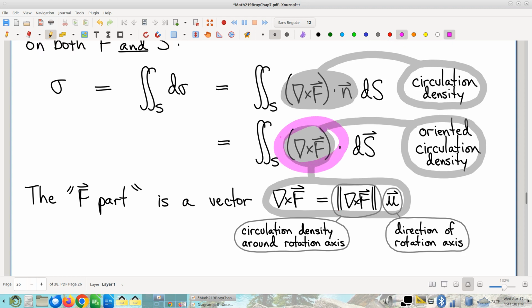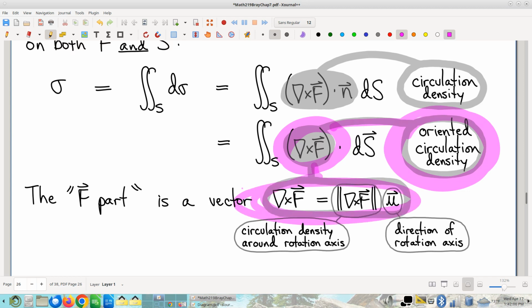And this is the one that we really needed. This is the one that's harder to visualize. I mean, the gradient, we already know what the gradient looks like from chapter 2. That was old news. But working by analogy, having set up a point of view for gradient, I get a point of view on curl. It's oriented circulation density.